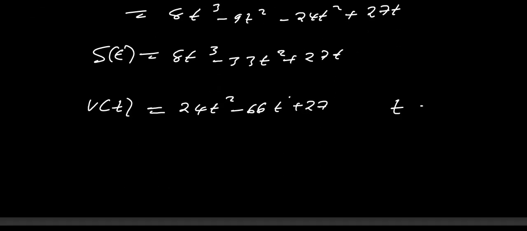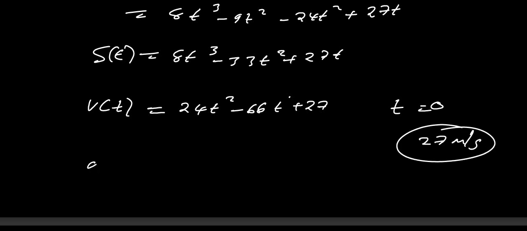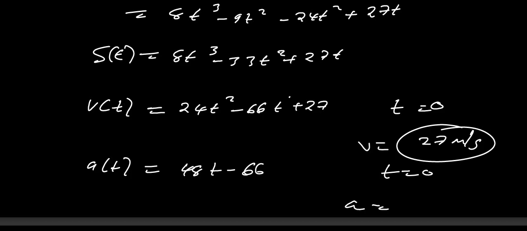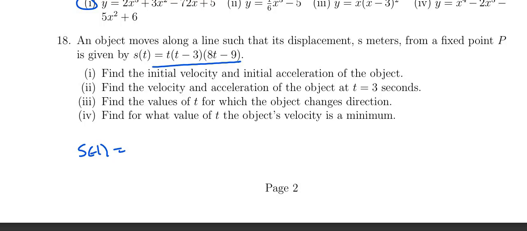So when t is equal to 0, this gives you 0, 0. So the initial velocity is actually 27 meters per second. Then when you differentiate the equation for velocity, you get the one for acceleration, because the change in velocity means it's acceleration. This will be 48t minus 66. When t is equal to 0, the acceleration here would have been negative 66 meters per second squared. So that answers the first question, this guy here.